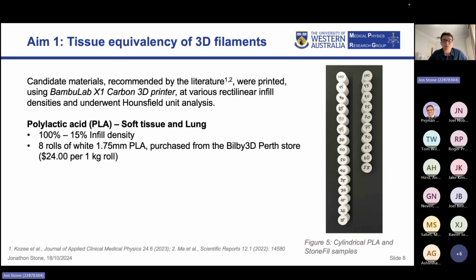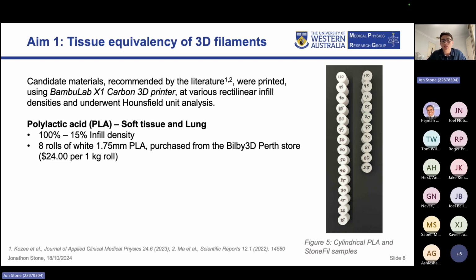Tissue equivalency of 3D printed materials. There were a couple of candidate materials that were recommended by the literature, and we printed them using the Bambu Lab X1 Carbon 3D printer at various rectilinear infill densities, and they underwent a Hounsfield unit analysis. The first one was polylactic acid, or PLA, which is one of the most commonly used 3D printed filaments. And this was used to simulate soft tissue and lung tissue.